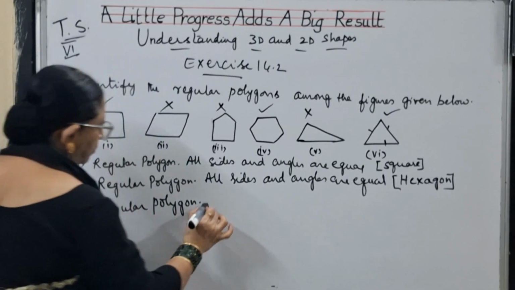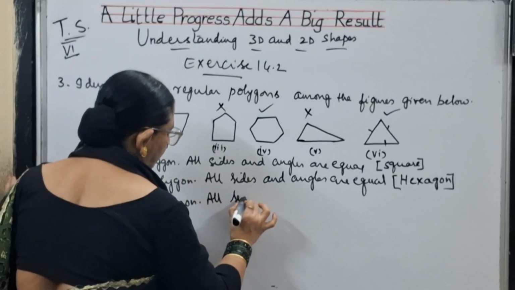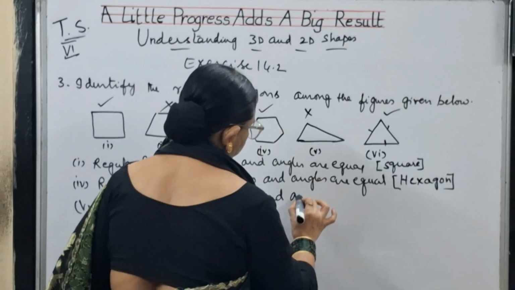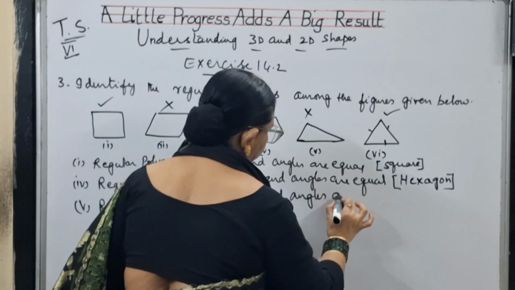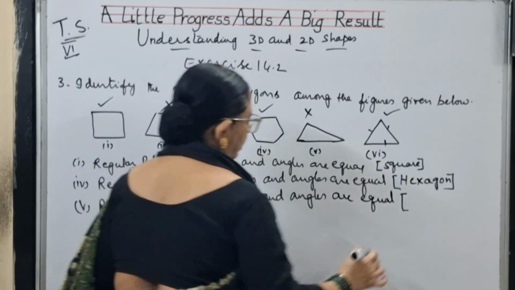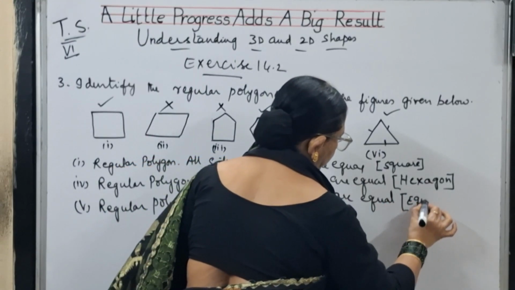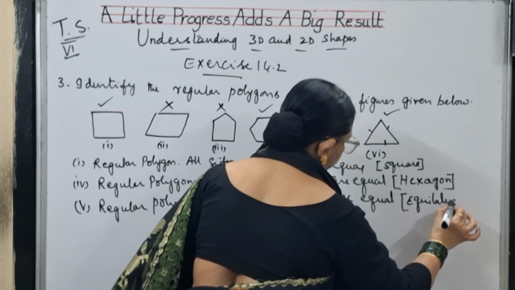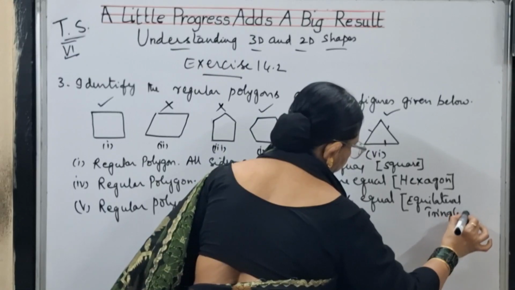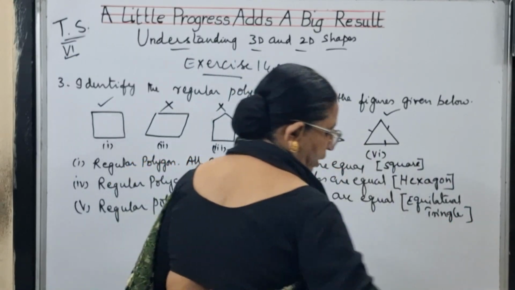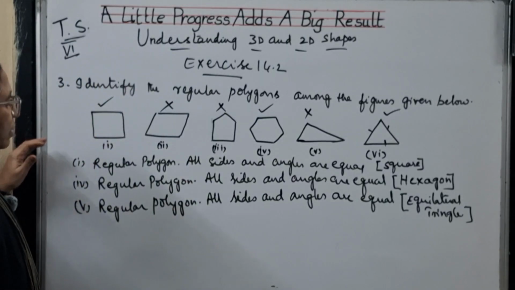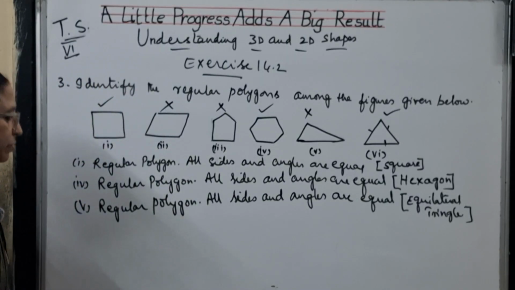Here also all sides and angles are equal. So it is actually an equilateral triangle. It is an equilateral triangle. So I hope I am clear, children. The difference between polygon and regular polygon, with the help of this you can understand. Please note it down.